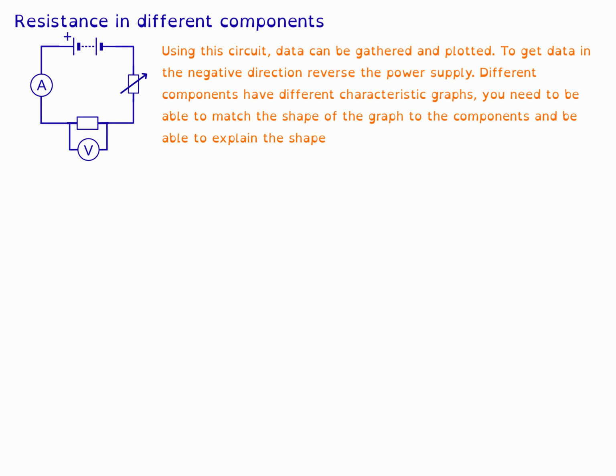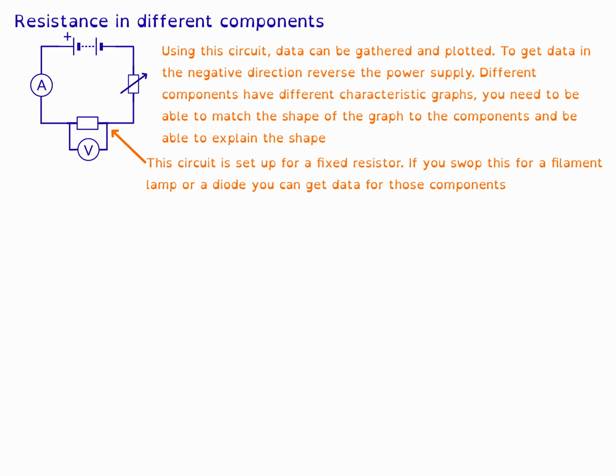Using this circuit, data can be gathered and plotted. To get data in the negative direction, reverse the power supply. Different components have different characteristic graphs. You need to be able to match the shape of the graph to the components and be able to explain the shape. This circuit is set up for a fixed resistor. If you swap this for a filament lamp or a diode, you can get data for those components.